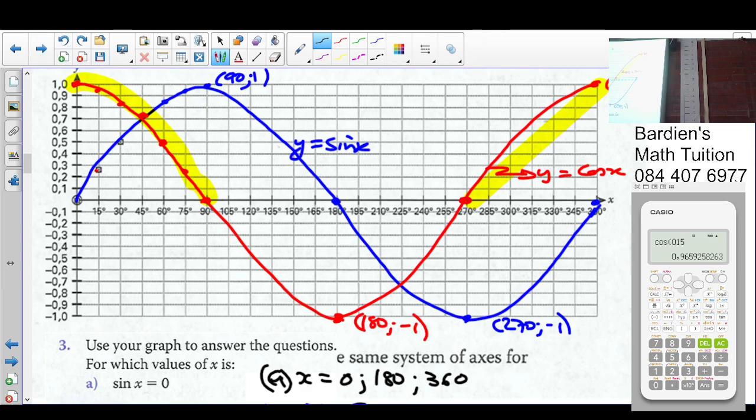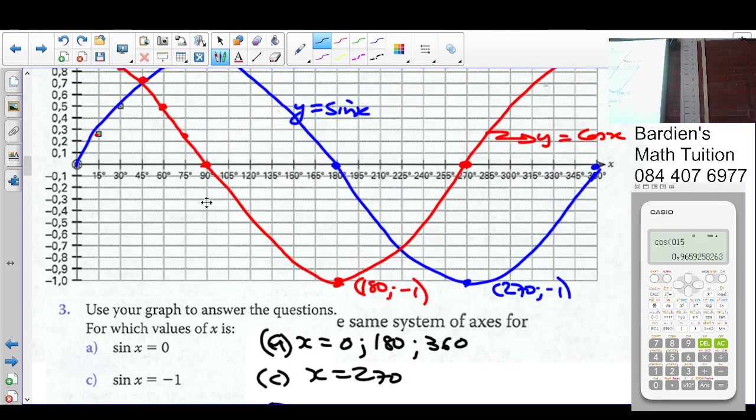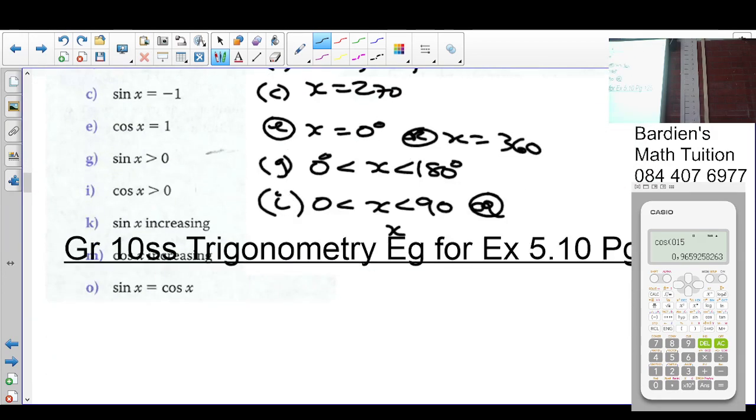Write that as an inequality. So it's from 0 till 90. X is greater than 0 but less than 90. Or x is more than 270 but less than 360. Okay, and of course, if we look at where sine of x, cos of x is positive, we're just coming back to G.